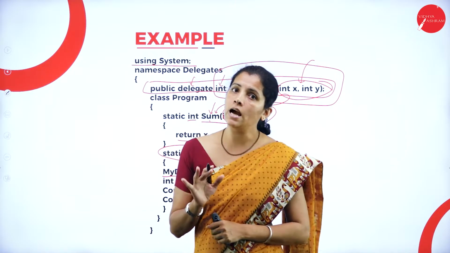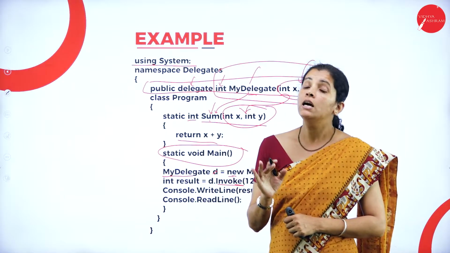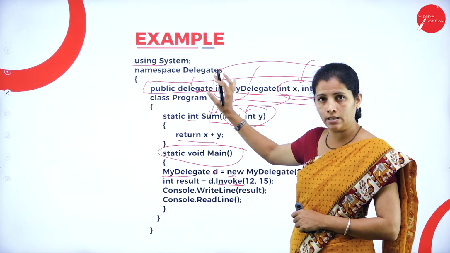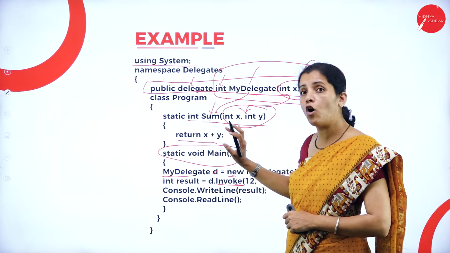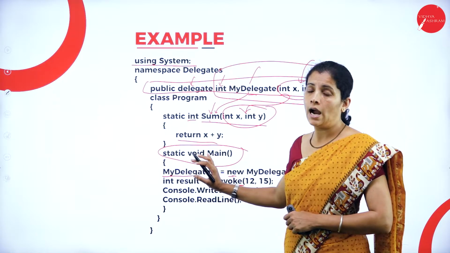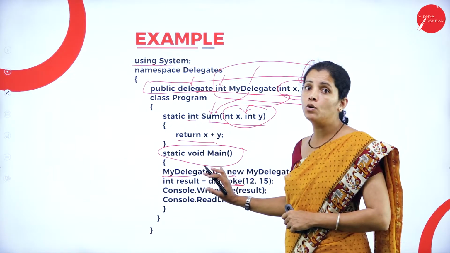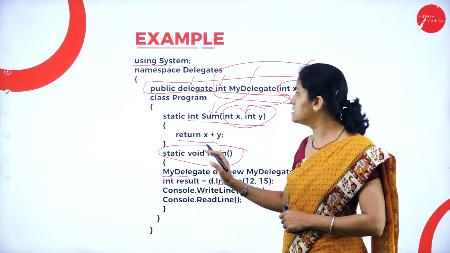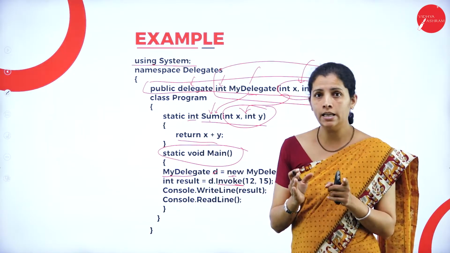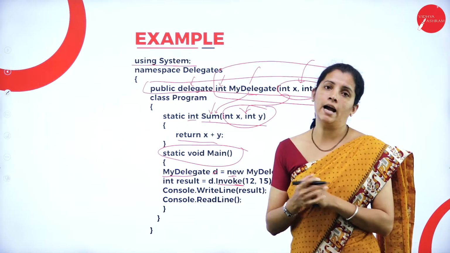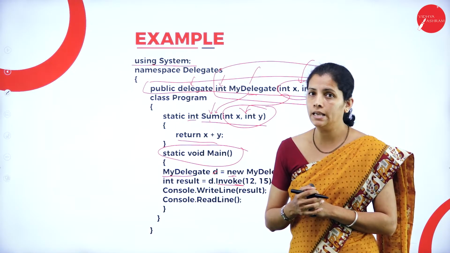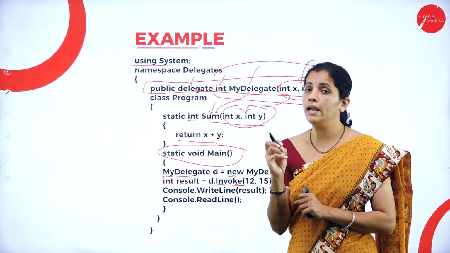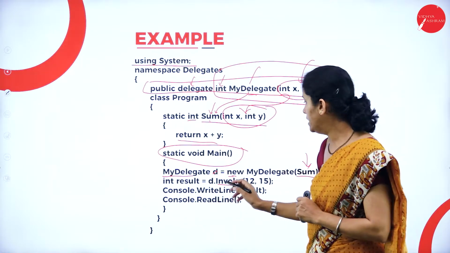So what are the things I want to remember while creating delegates? First, how to define the delegate. Then how to create the object of the delegate, and how I'm going to invoke the delegate. So what are the three steps I want to remember? That is how to create the delegate, how to create the object, and how to invoke the delegate. These three steps are very, very important while creating delegates.